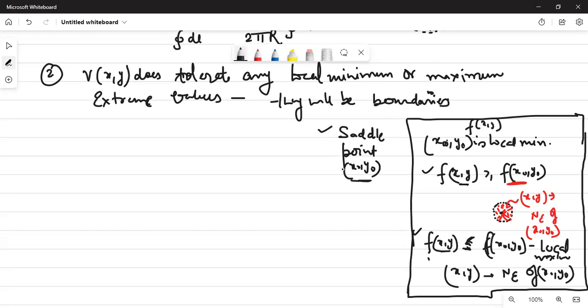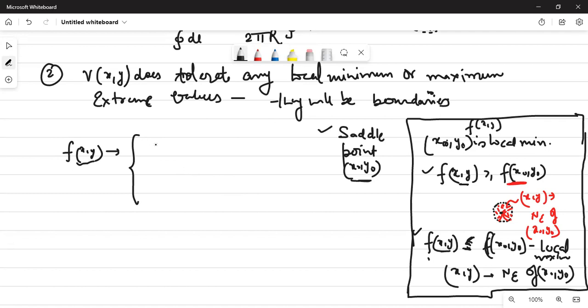And one of the simple ways to characterize this is the second derivative test. If my function f(x, y) has second order partial derivatives defined, and first order partial derivatives are continuous, then how to determine whether f(x, y) has a local maximum or minimum at (x0, y0), or a saddle point at (x0, y0)? It is fairly easy to see.